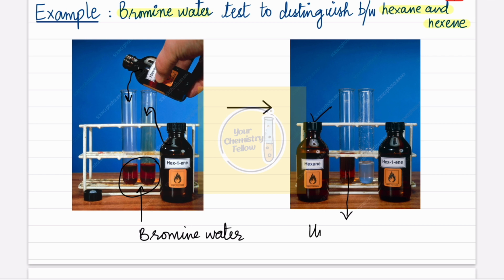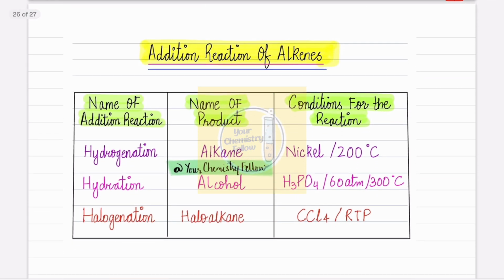The solution remains unchanged. Whereas in the test tube in which hex-1-ene is added, it immediately gets decolorized. The solution in the test tube becomes decolorized. The orange color of bromine is discharged. So this confirms the presence of a carbon to carbon double bond in hexene. So this is all about the halogenation reactions.